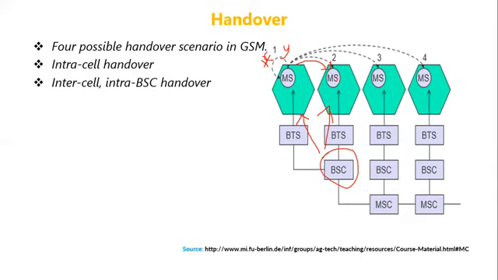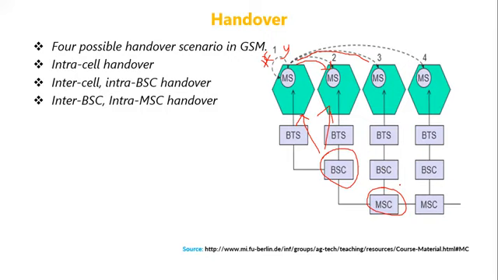Third type of handover is called inter-BSC and intra-MSC handover. So this is the third type. Here the mobile station moves from one cell to another cell within the same MSC, but different BSC. Here the mobile station moves from one cell to another cell and also from one BSC to another BSC, but within the same MSC.